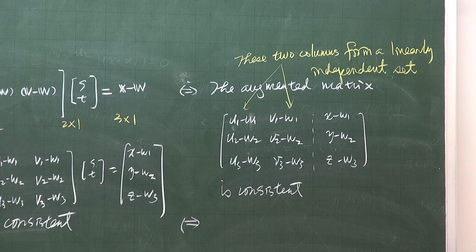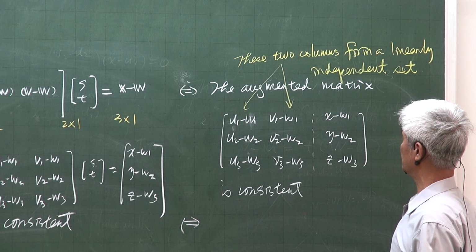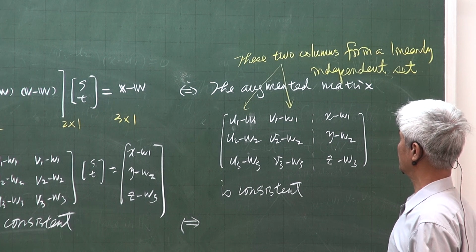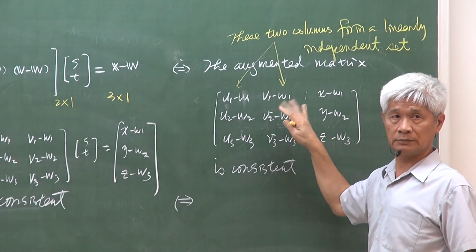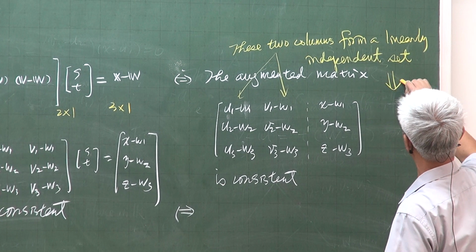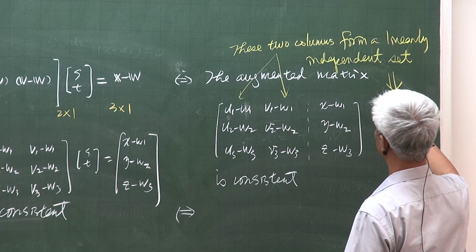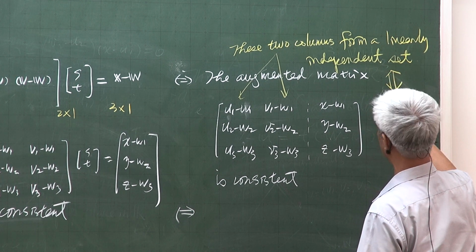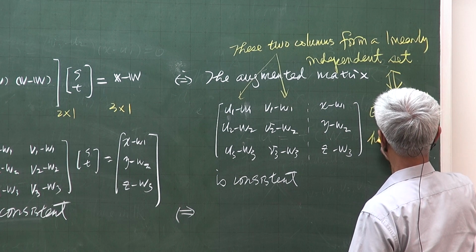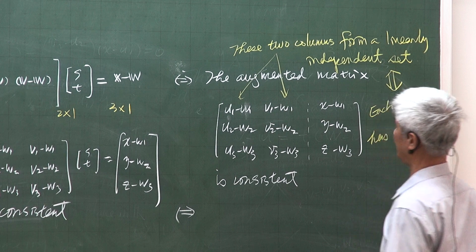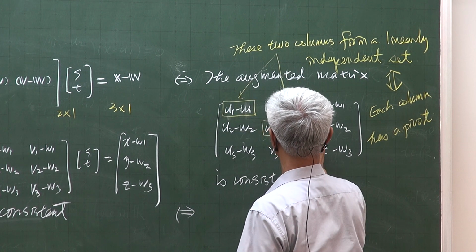So the consequence is that we have a pivot position. From chapter 1, we have two pivots. Each column has a pivot. So this implies that each column has a pivot. So without loss of generality, we say this is a pivot and this is a pivot.